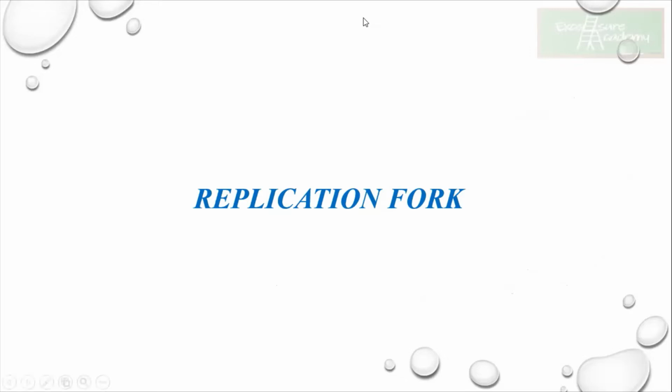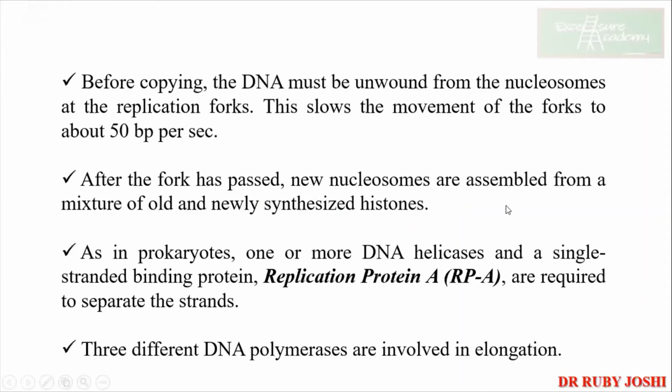So when you talk about the tension in the DNA, the best word to use is supercoiling. Okay, good. Now let's talk about the case of eukaryotes. Before copying the DNA, the DNA must be unwound from the nucleosomes at the replication fork. So in eukaryotes, we have nucleosomes. It is very beautifully given in Watson, chapter 8, I guess.